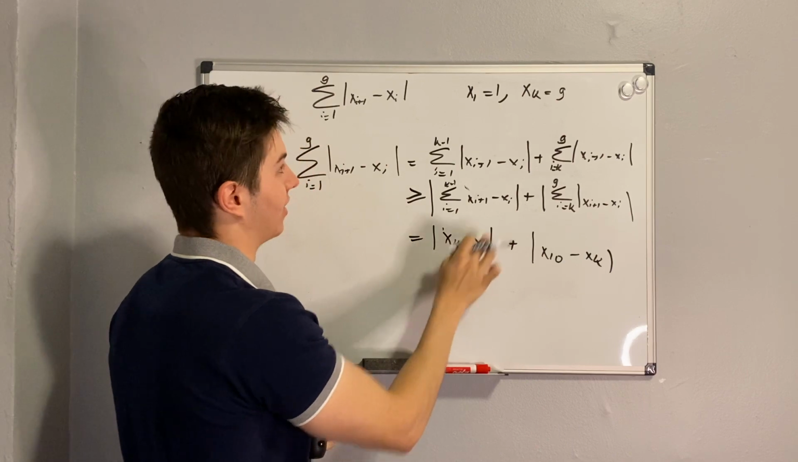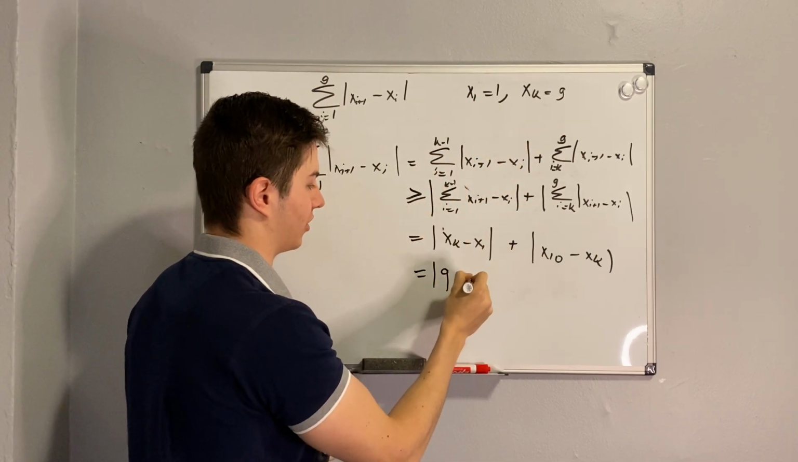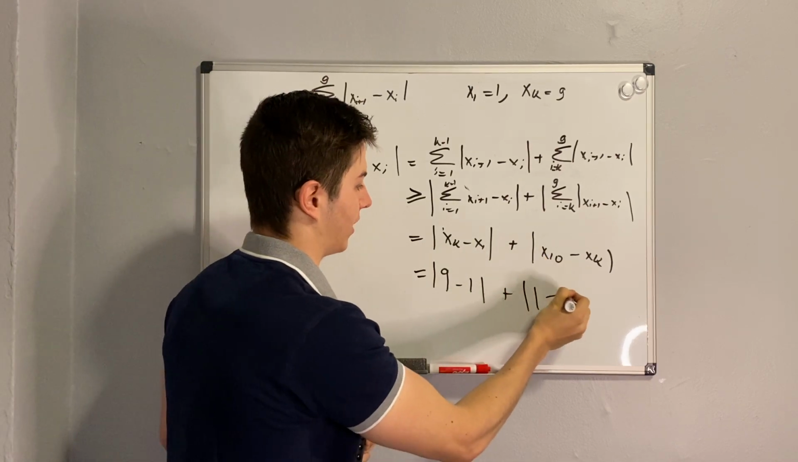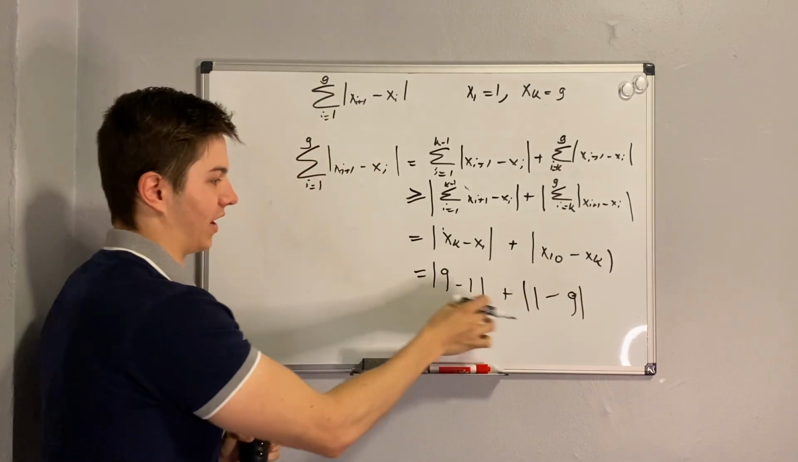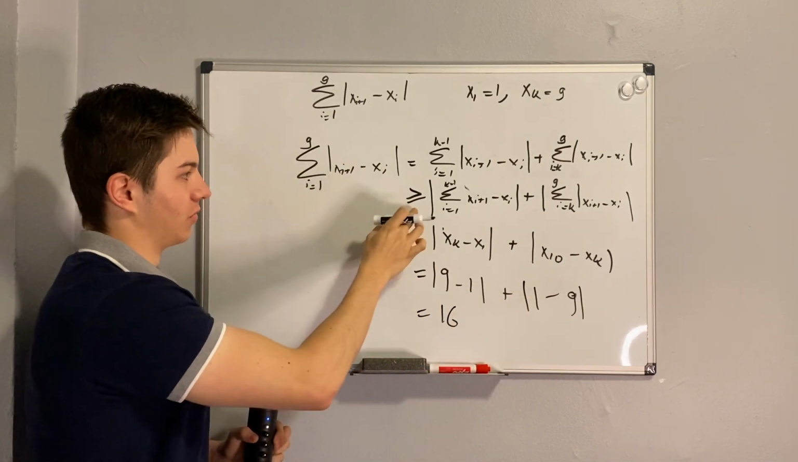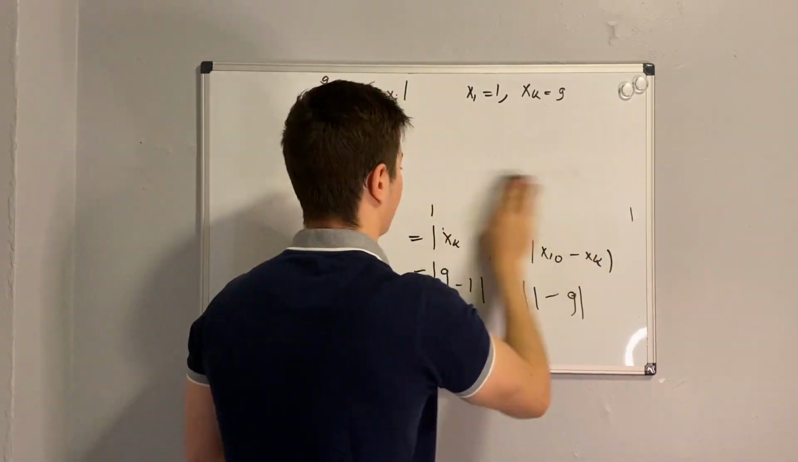So here xk is 9 and x1 is 1. So this is equal to 9 minus 1. And then right here, x10 is x1. So this is 1 minus 9. And so this is 8 plus 8, which is 16. So we've bounded this sequence below by 16, which is exactly what we wanted to show.